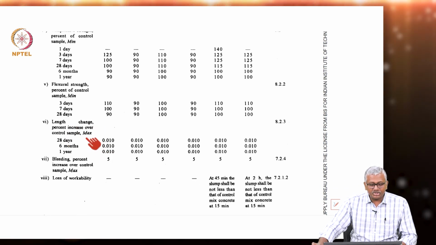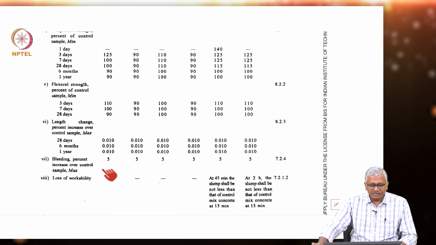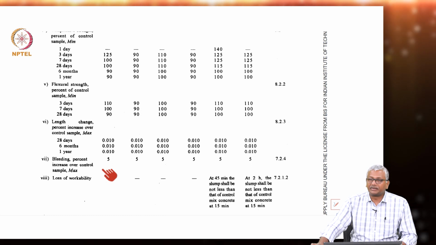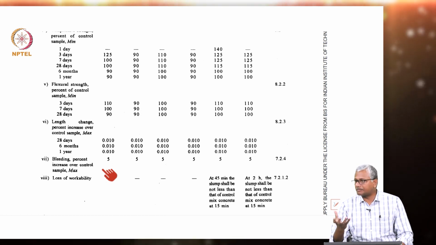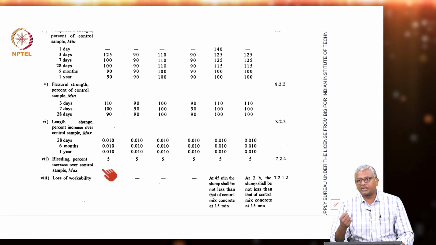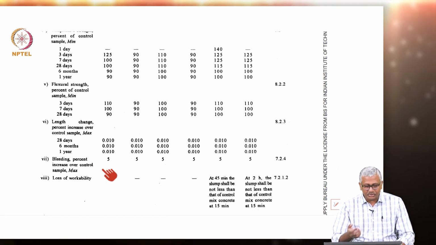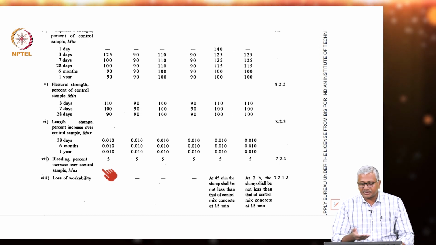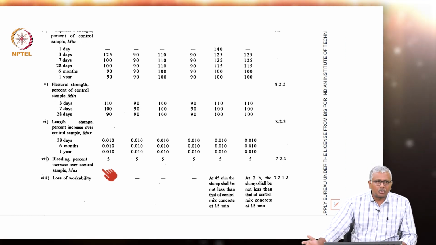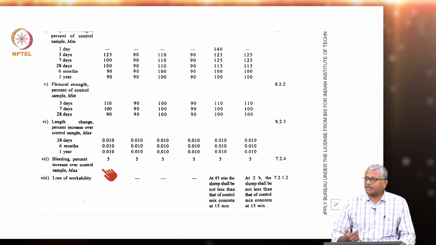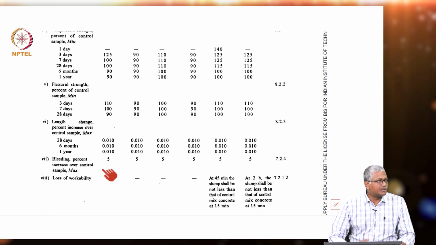And again, length change, percentage increase over control sample is given here, and bleeding, percentage increase of control sample. This is an extra requirement, bleeding. So, what happens is when you start using admixtures, some of the water may get freed up and start bleeding out. So, you need to control that bleeding to ensure that you do not have excess bleeding when these admixtures are used. There is a limit to how much percentage increase you can actually have for the bleed water as compared to the reference sample. Okay. But what you'll see is in most cases, because we are already reducing the water by using these chemicals, the bleed water is automatically also reduced as compared to the reference sample.